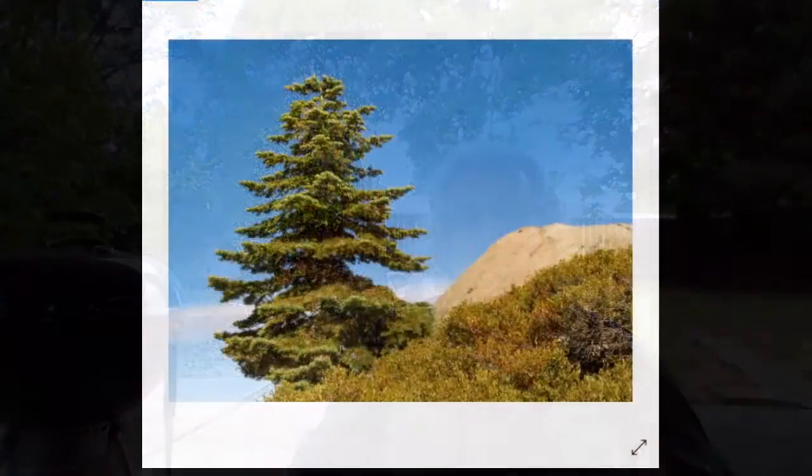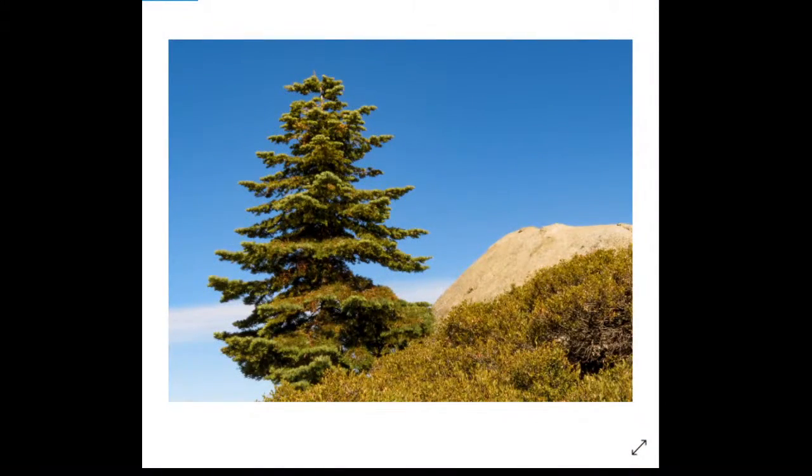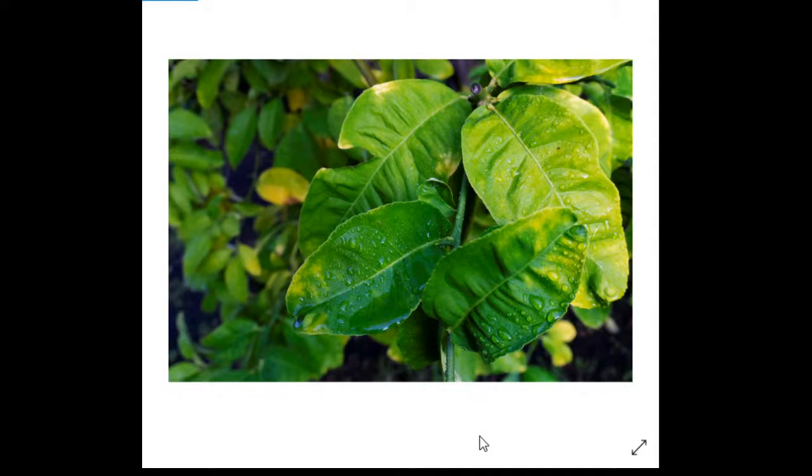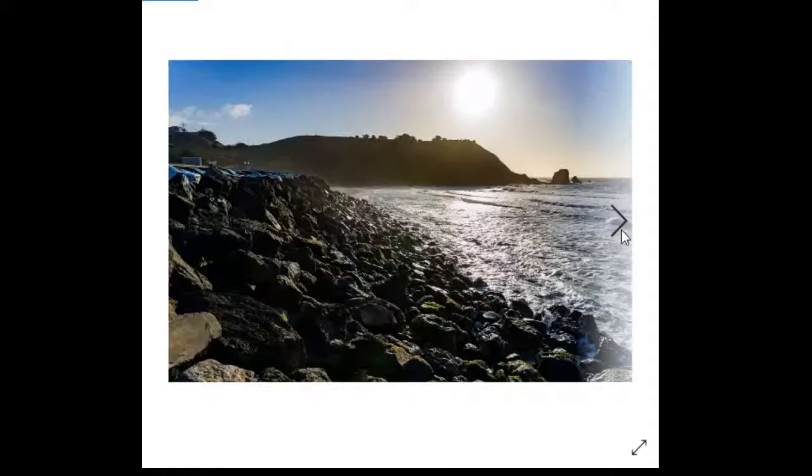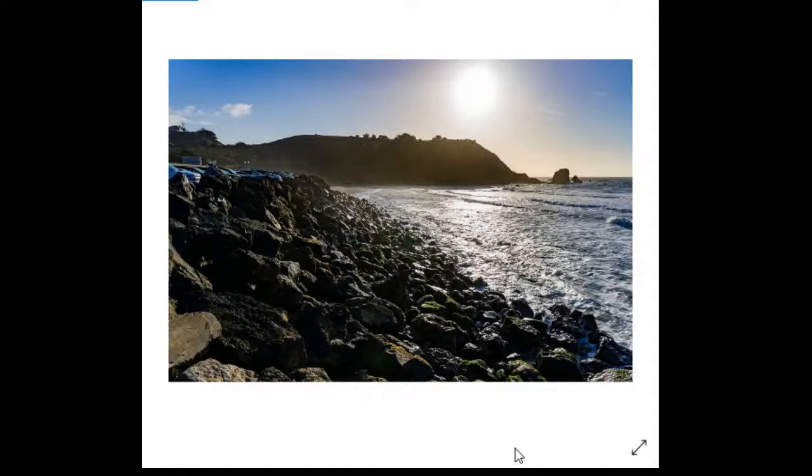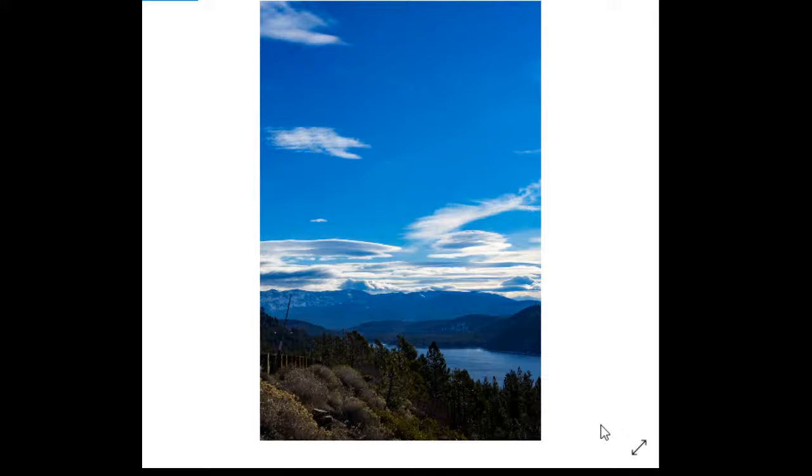So just to recap for those of you that just joined, once again, our 5 new images this week are Yosemite Skies, Citrus Leaves in Morning, Don't Stare Into the Sun, Crystal Lake Sunrise.